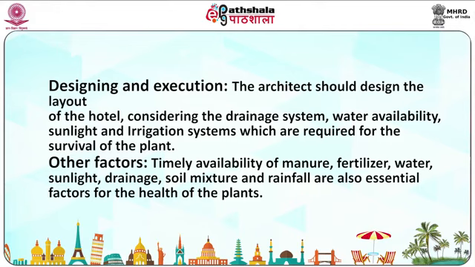Designing and execution is another prerequisite for effective horticulture. The architect should design the layout of the hotel considering the drainage system, water availability, sunlight and irrigation system, which are required for the survival of the plants. Other important factors for effective horticulture include timely availability of manure, fertilizer, water, sunlight, drainage, soil mixture and rainfall. These are essential factors for the health of the plant.